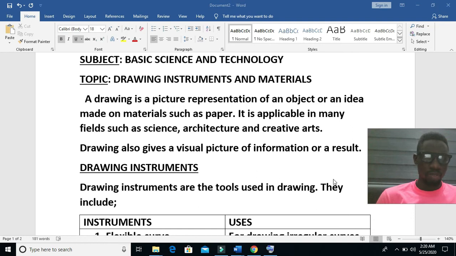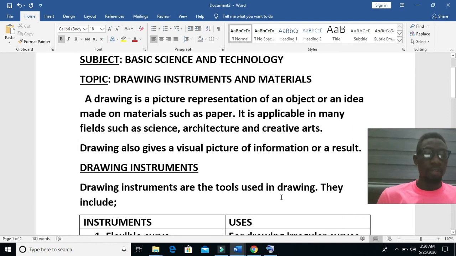So quickly we'll look at drawing instruments and their uses. Drawing instruments are simply the tools used in drawing. That's a simple definition for instruments. Drawing instruments, I repeat, are the tools used in drawing. And we are going to take a look at the instruments and their uses, and also their pictures.